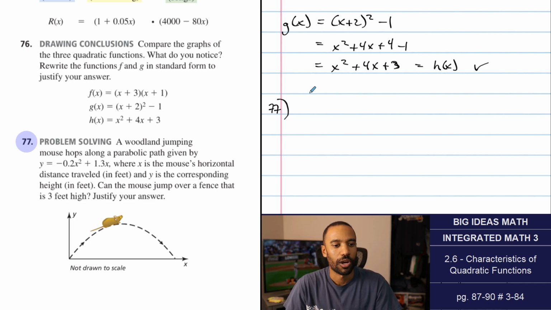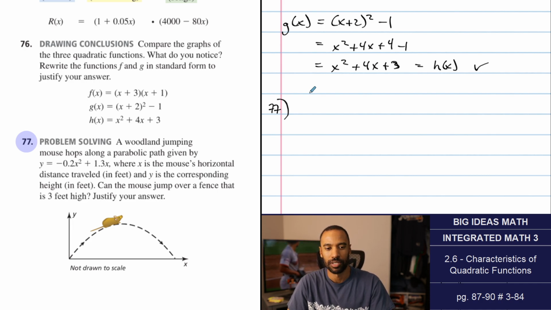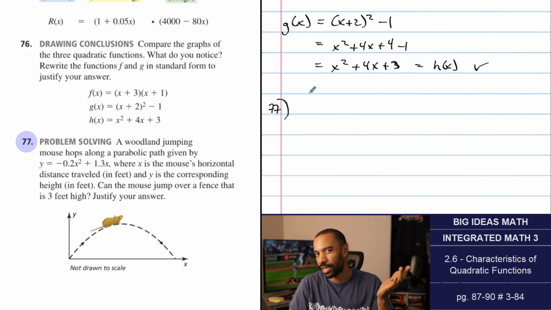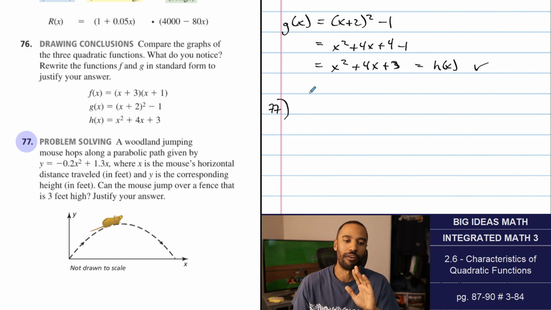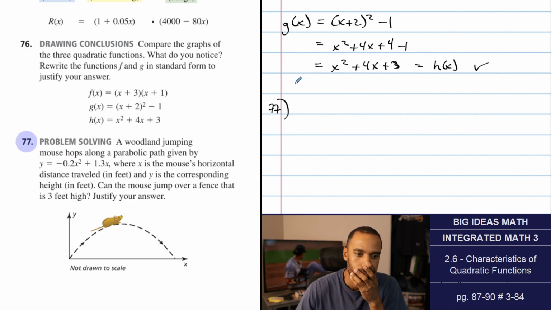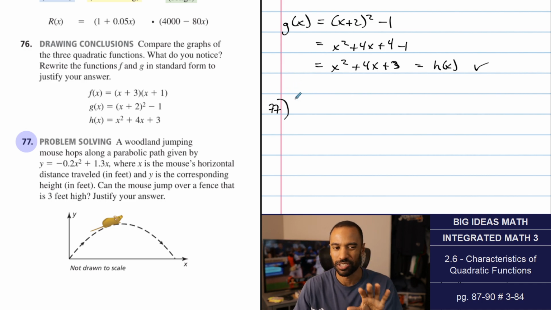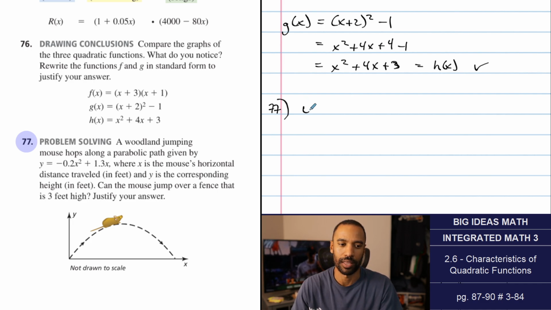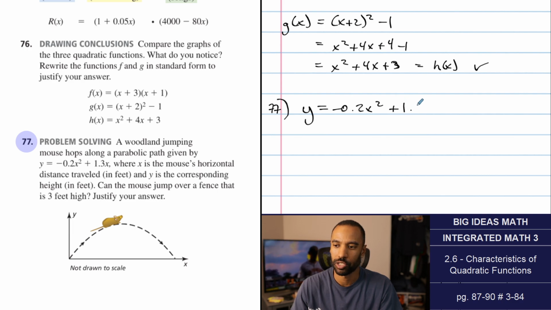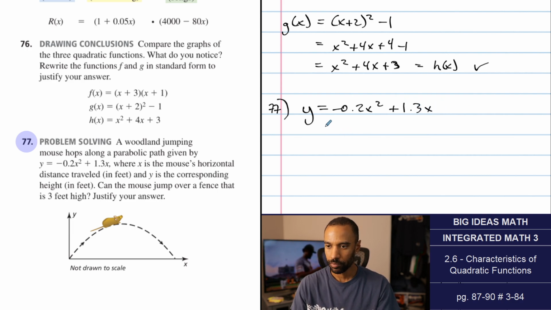Justify your answer. So we're concerned about whether we can eclipse 3 feet. I don't know if meeting 3 feet will be fine. I guess we'll say yes. But we want to see if we're greater than or equal to 3 feet for our vertex. So the horizontal distance doesn't really matter to us. So we've got y equals negative 0.2x squared plus 1.3x.